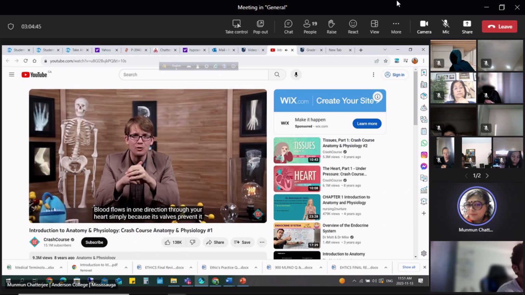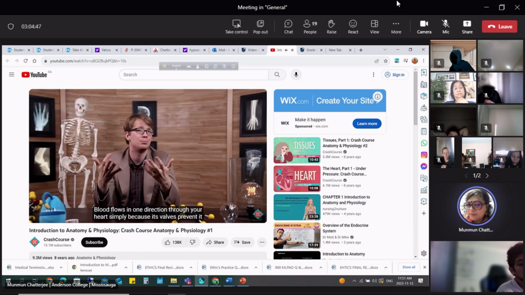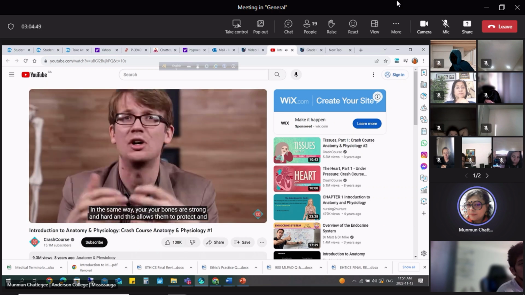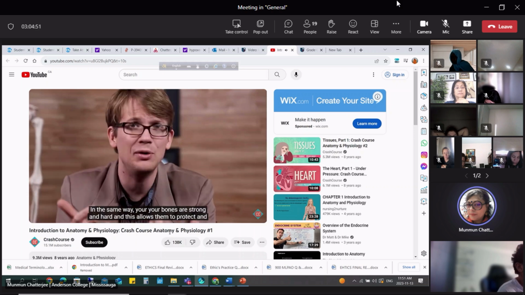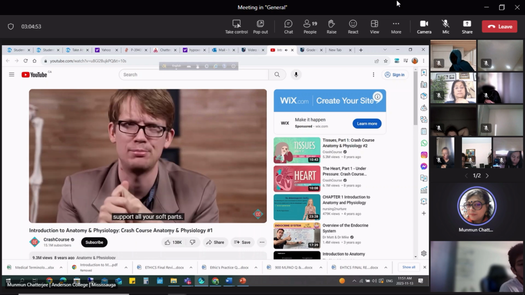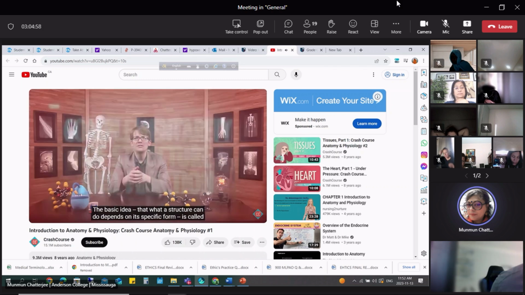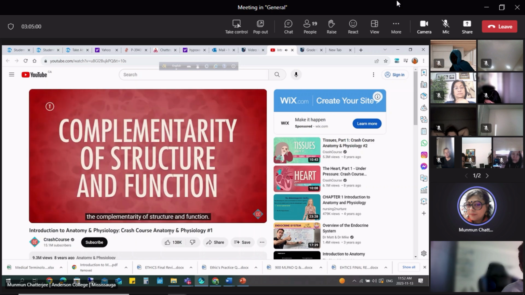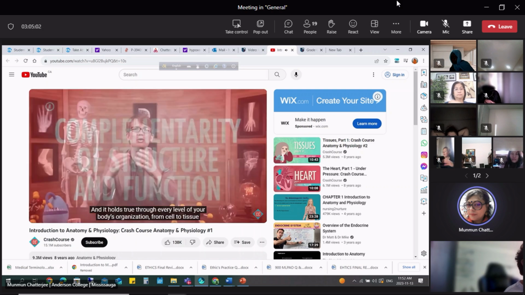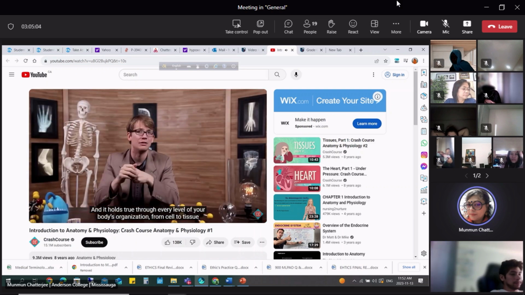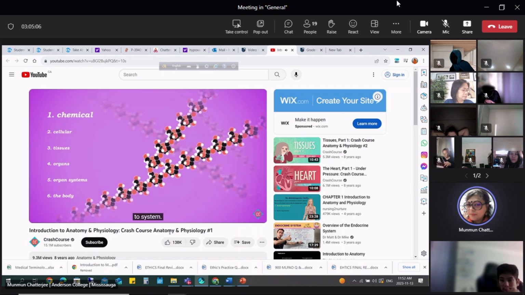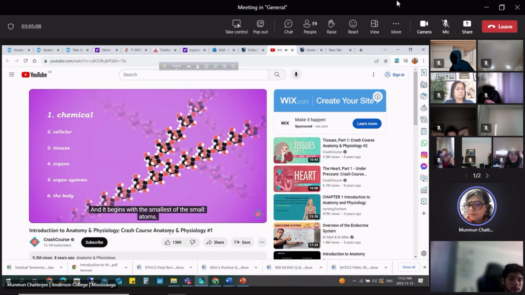Blood flows in one direction through your heart simply because its valves prevent it from flowing backward. In the same way, your bones are strong and hard, and this allows them to protect and support all your soft parts. The basic idea that what a structure can do depends on its specific form is called the complementarity of structure and function. And it holds true through every level of your body's organization, from cell to tissue to system. And it all begins with the smallest of the small, atoms.